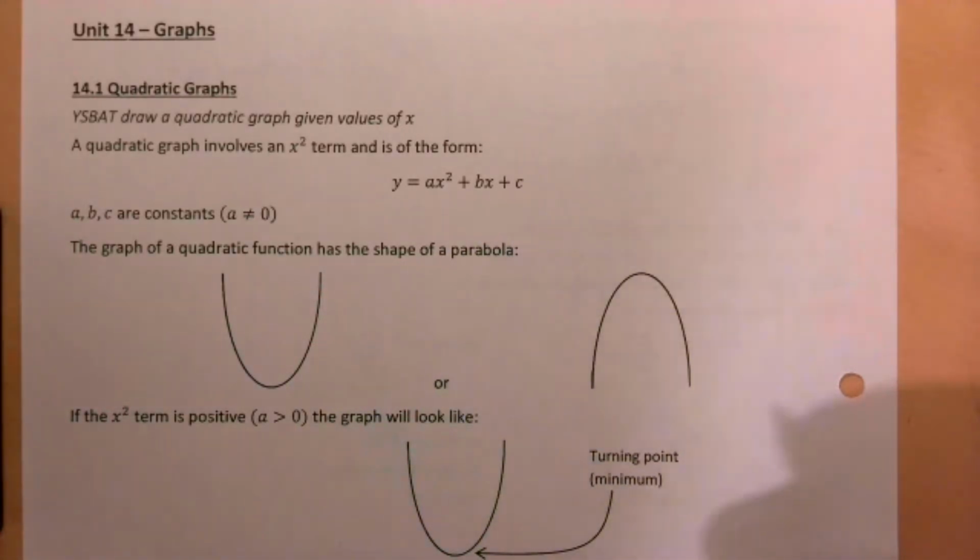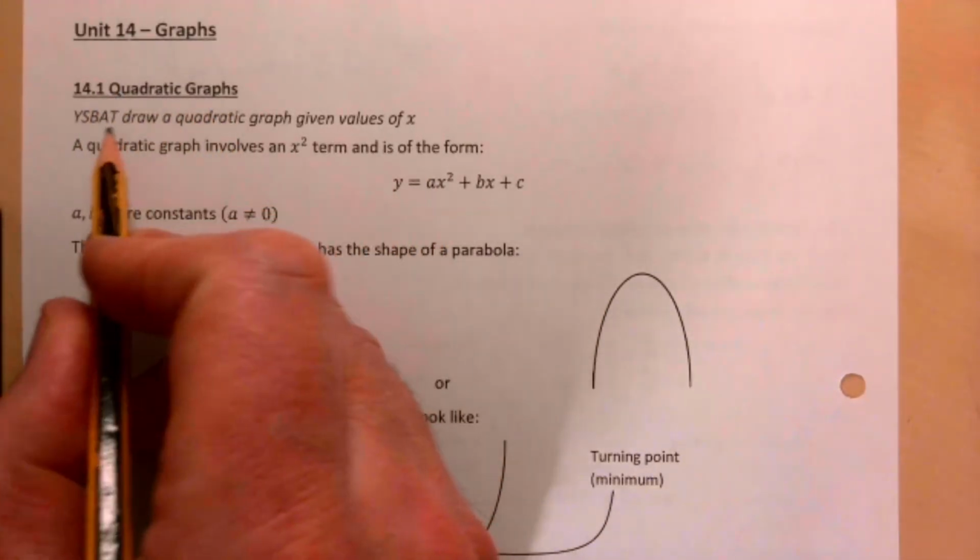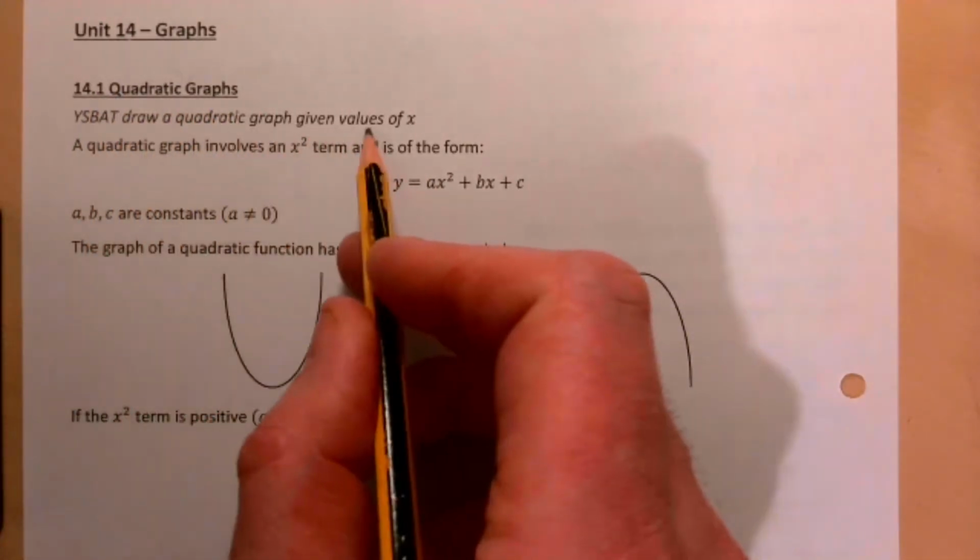Alright, this is Unit 14, Graphs, and we're going to be taking a look at different types of graphs. So first one is quadratic graphs. You should be able to draw a quadratic graph given values of x.